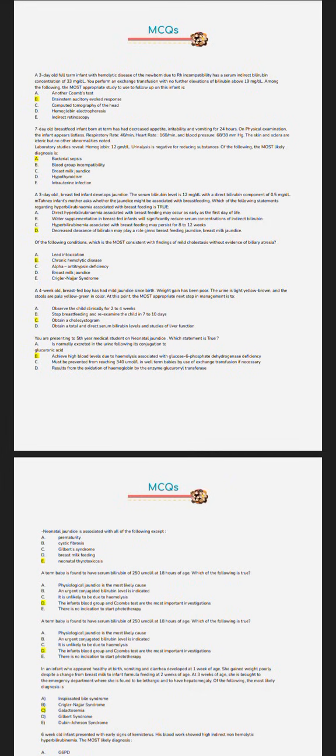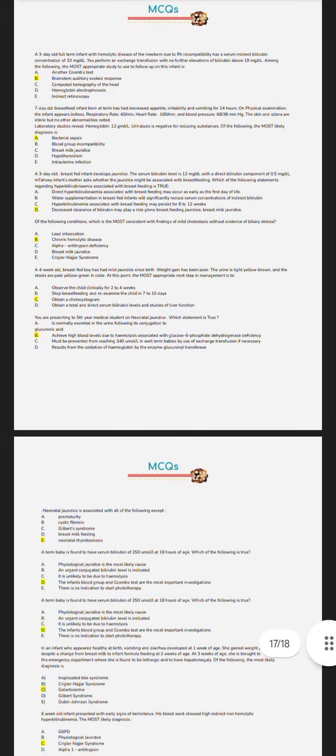intrauterine infections. A 3-week-old breastfed infant developed jaundice. The serum bilirubin level is 12 mg with a direct bilirubin component of 0.5 mg. The infant's mother asked whether the jaundice might be associated with breastfeeding. Which of the following statements regarding hyperbilirubinemia associated with breastfeeding is true?